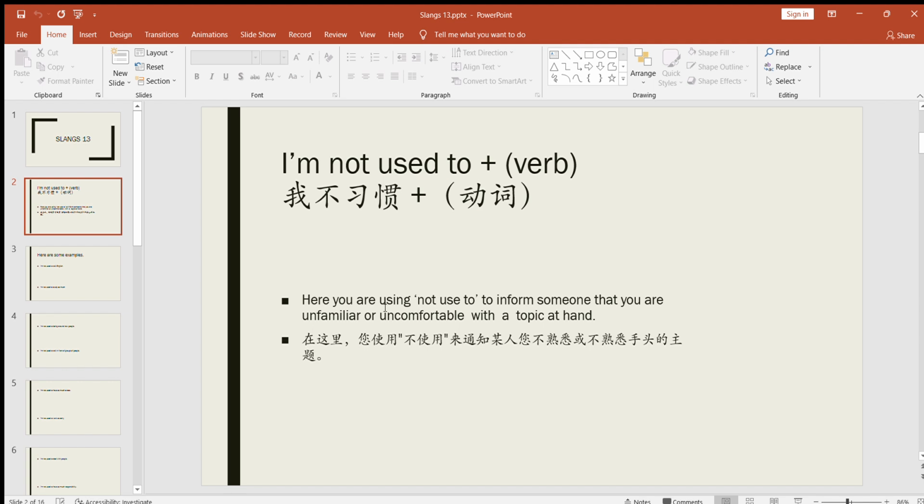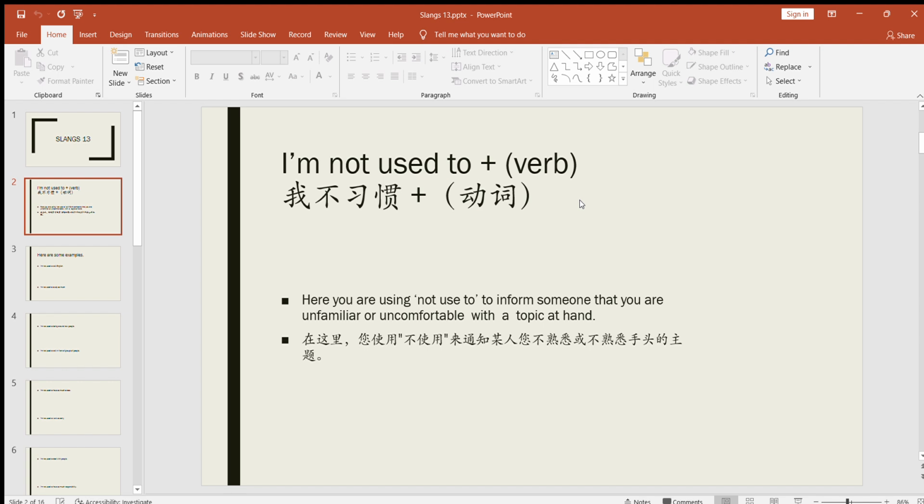Here you are using "not used to" to inform someone that you are unfamiliar or uncomfortable with a topic at hand. Okay, so simply you are telling someone by saying "I'm not used to plus verb" that if you do something, you're not comfortable doing this thing, or you are unfamiliar with this thing.